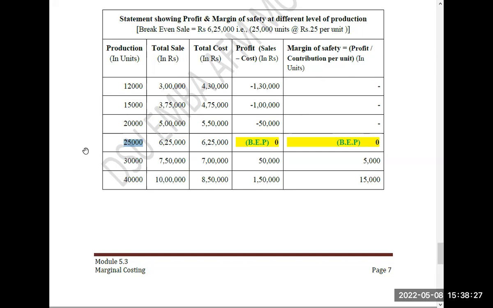And the company should definitely act more than what? More than how much? The company should produce more than 25,000 units in order to get profit. If it produces 30,000 units, it's getting a profit of 50,000. If it is producing and selling 40,000 units, it's getting a profit of 1,50,000. Look at this. Increase in volume of production. How much?